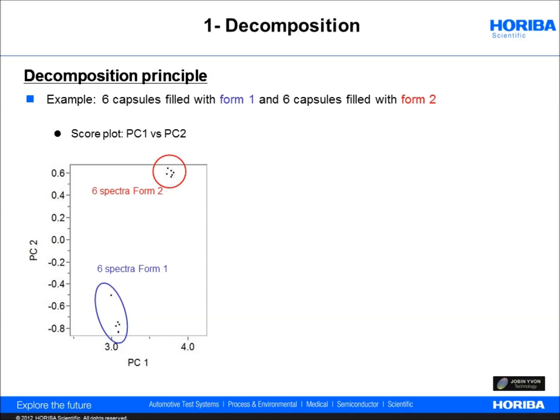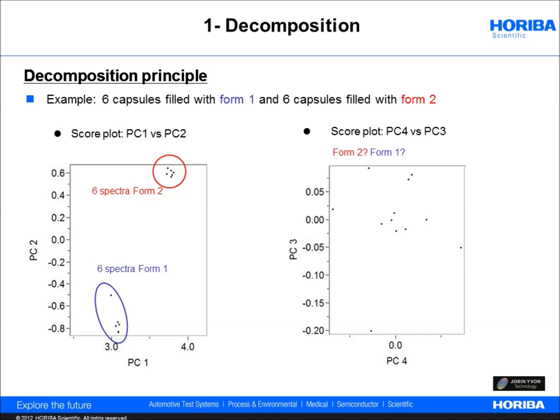The scores can be displayed in a 2D score plot. Each point represents a spectrum and the coordinates of the points correspond to the scores calculated during the decomposition. The 2D score plot of PC1 versus PC2 clearly shows the discrimination of the two groups. This is logical. Spectra having similar characteristics will be projected at the same locations of the score plot because their scores will be quite similar to each other.